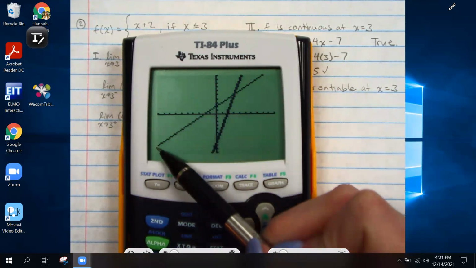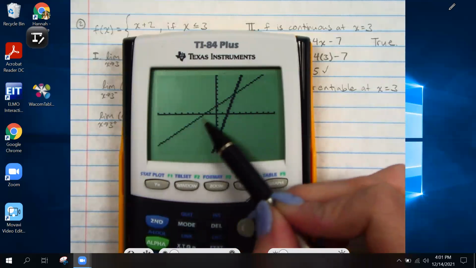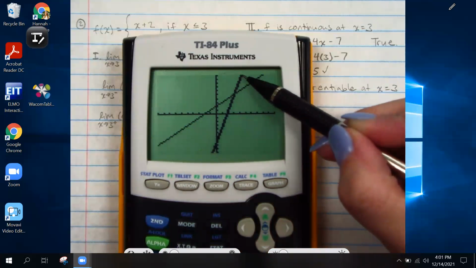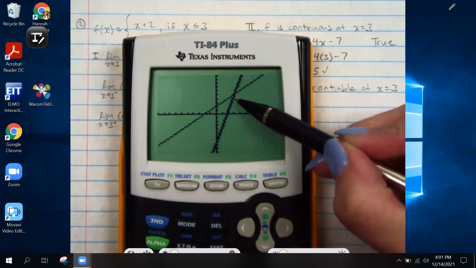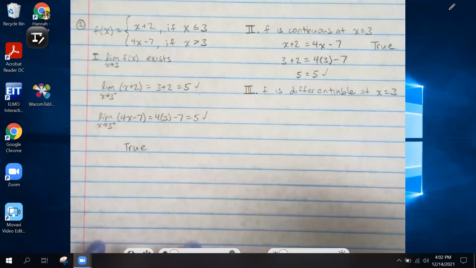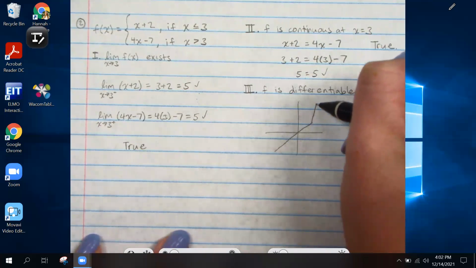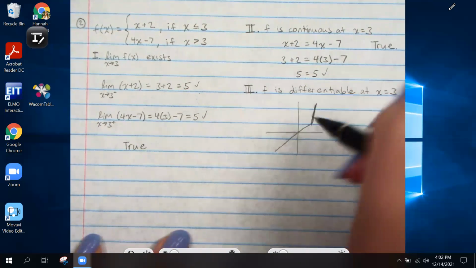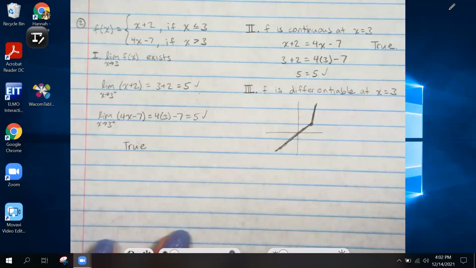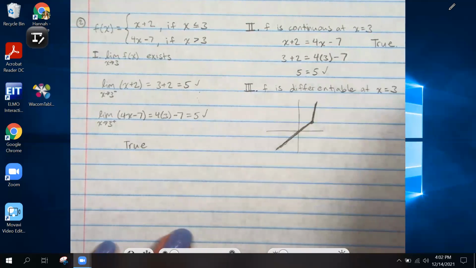this first line that's not darkened is the x plus 2. So that's the first part of our graph. The second part of our graph is this darkened line that goes up this way. So where those meet at x equals 3 is a sharp corner. So it looks something similar to this. And functions are not differentiable at sharp corners. So this one would not be true.